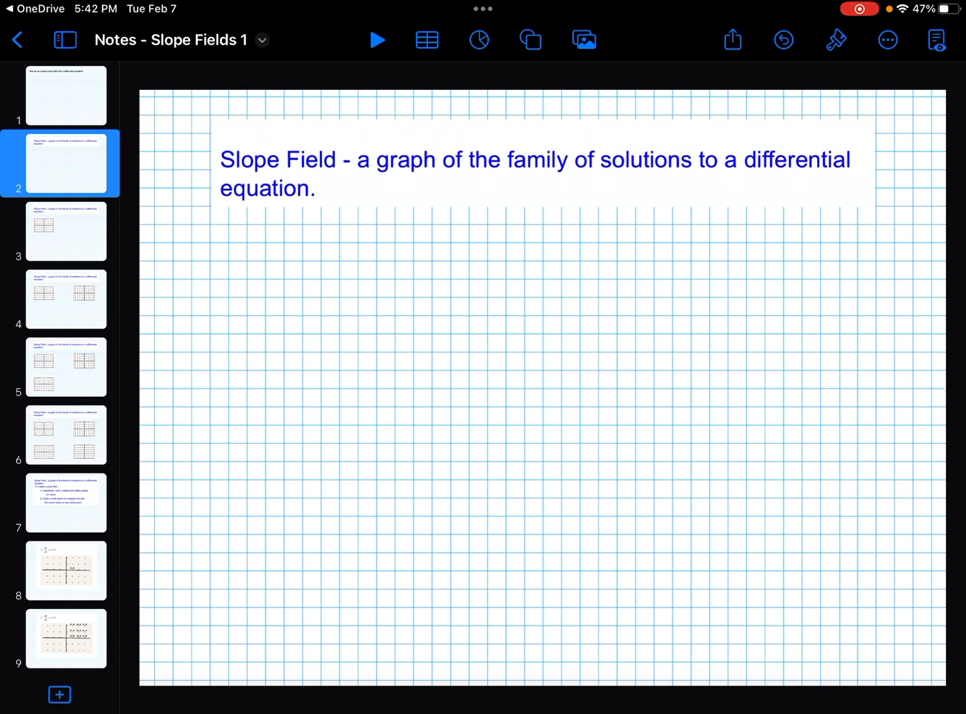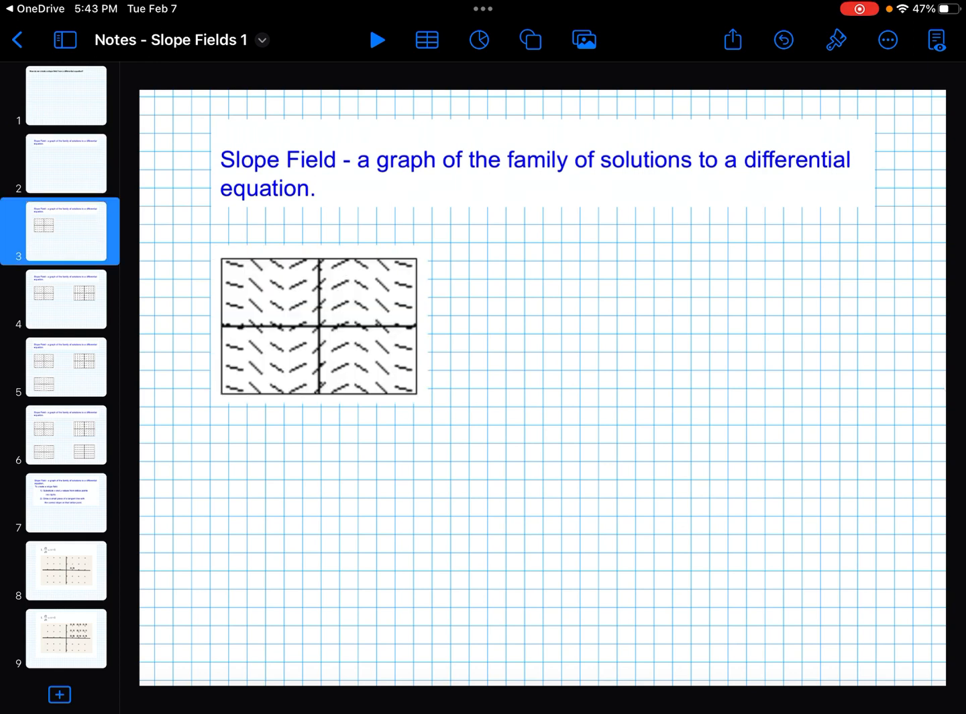And the cool thing about these graphs is that they're not continuous graphs like we're used to. They're actually like the math equivalent of an impressionist painting where you have a bunch of little dots that, when you stand back at a far enough distance and look at them, you can see some picture created. And the picture is the family of parent functions. Here's some examples of slope fields, all right? And you can sort of see the general shape going through there.